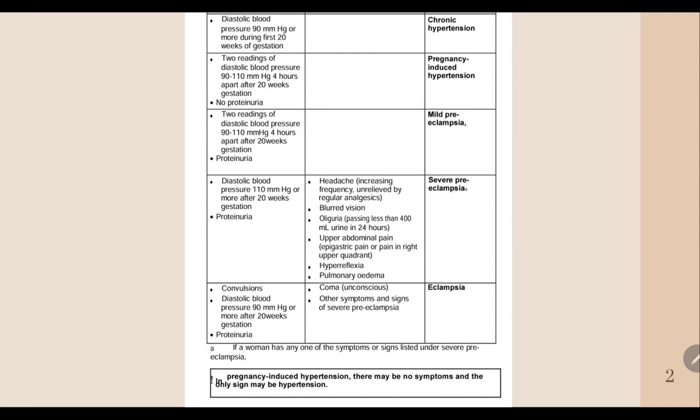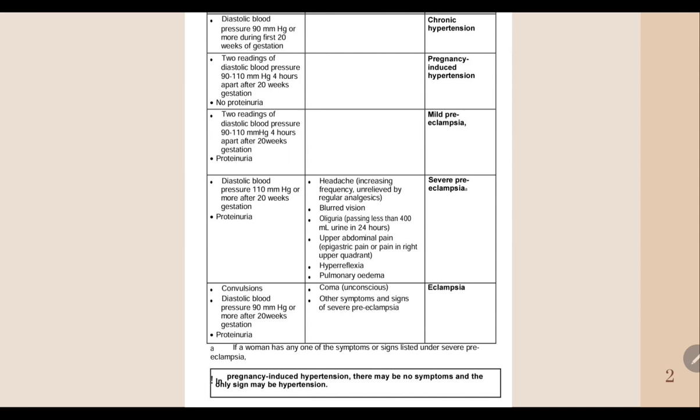Then upper abdominal pain, epigastric pain or right upper quadrant pain, hyperreflexia, and pulmonary edema. If any of the symptoms is present, we can consider the patient is having severe preeclampsia. And eclampsia is when the patient is having convulsions, diastolic blood pressure 90 mmHg or more after 20 weeks of gestation and proteinuria, coma, unconsciousness or other symptoms and signs of severe preeclampsia. So if there are convulsions, then it is eclampsia.